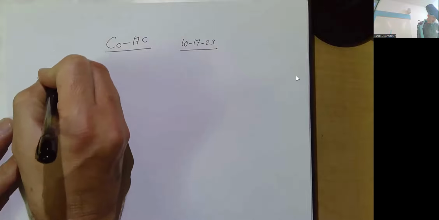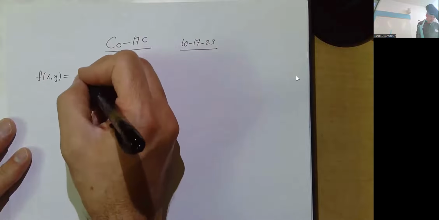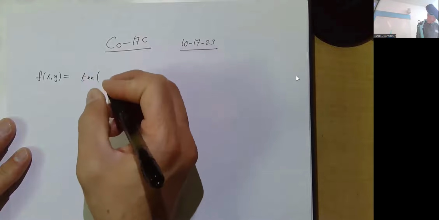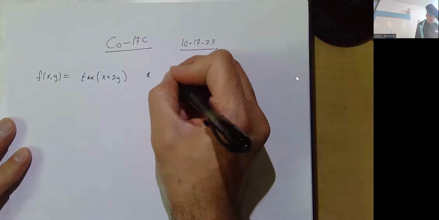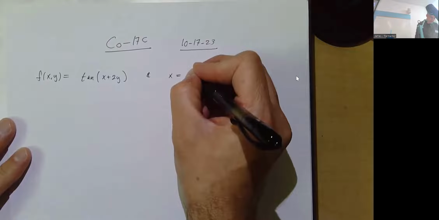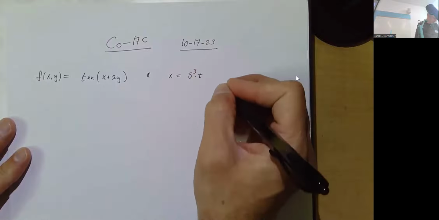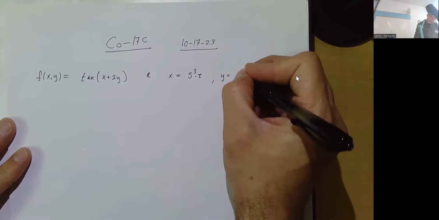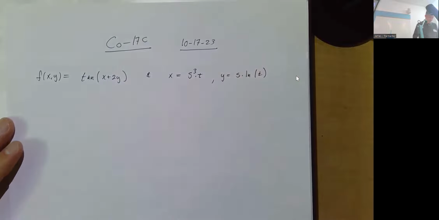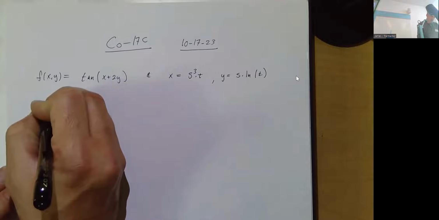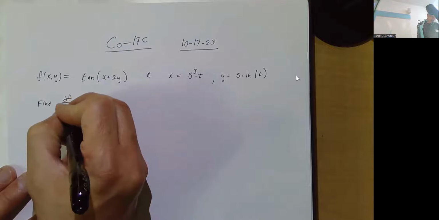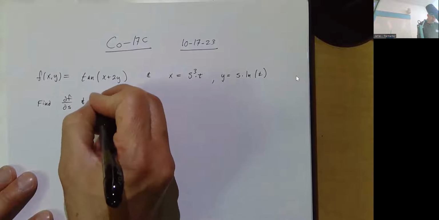So let's say we have the following function. F of x, y is equal to tangent of x plus 2y. And we are given that x is a function of both s and t. It's equal to s cubed times t. And y is equal to s times the natural log of t. And we want to find all the partials of f with respect to s and t. So we want to find both del f del s and del f del t.